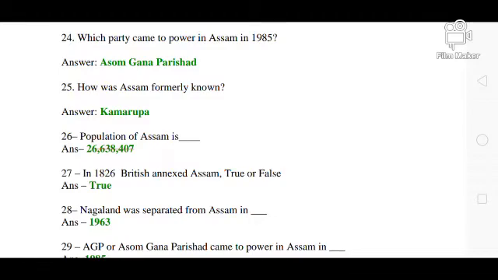The correct answer is Assam Gana Parishad. Next question, how was Assam formerly known?